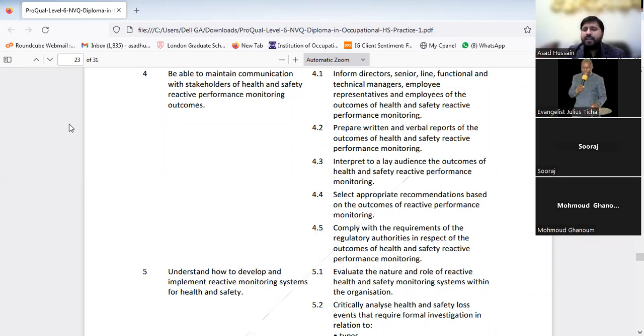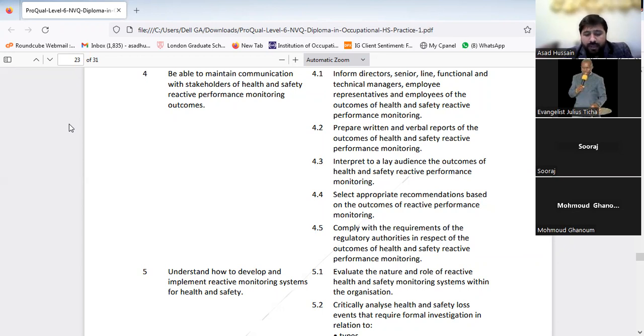So here it is asking that you have a reactive system there in the organization. How are you informing people of the performance of that? How do you inform the relevant people within the organization of the results of reactive monitoring conducted over a defined period?